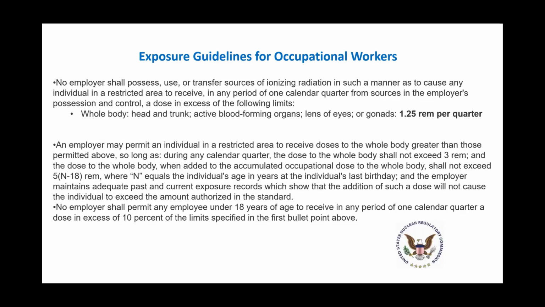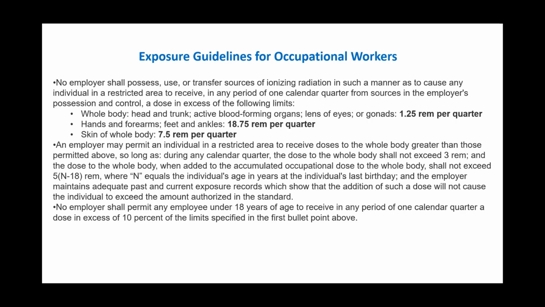Whole body dose, which is the head, trunk, active blood-forming organs, the lens of the eyes, or gonads: 1.25 rem per quarter. Hands and forearms, feet, and ankles: 18.75 rem per quarter. Skin of the whole body: 7.5 rem per quarter.